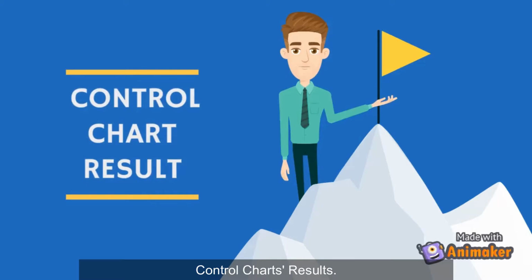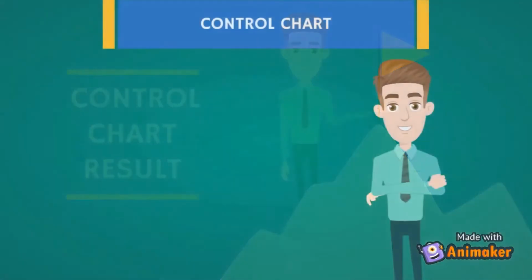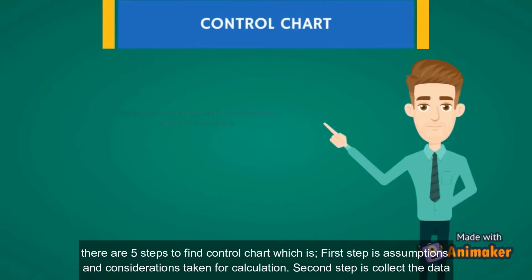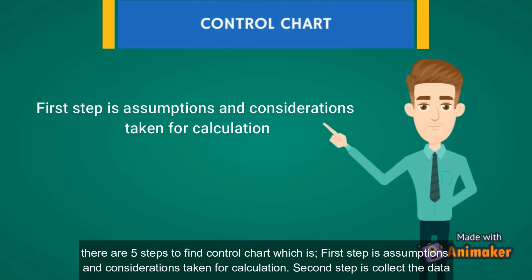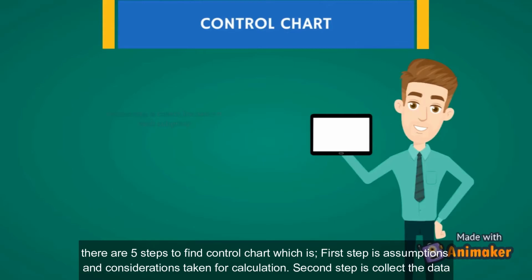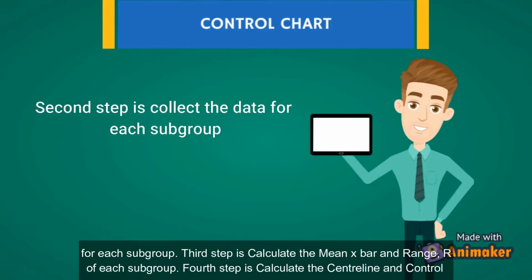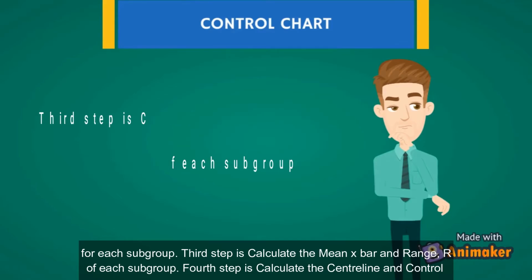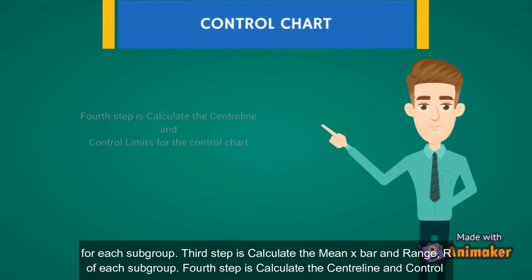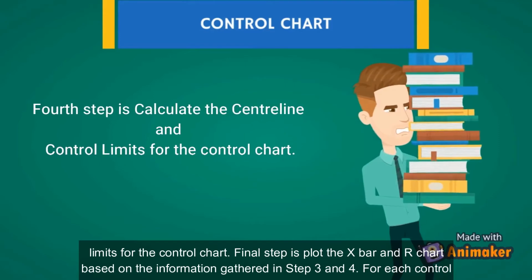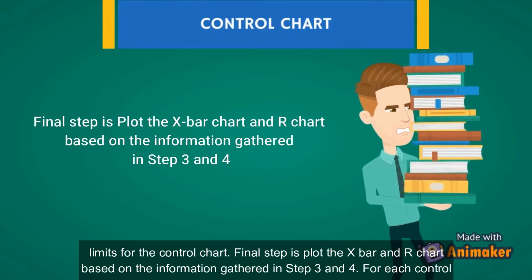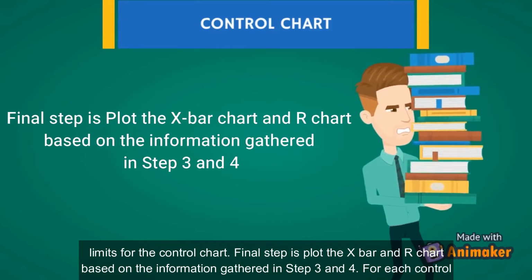Control chart result. There are 5 steps to find control chart. First step is assumptions and considerations taken for calculation. Second step is collect the data for each subgroup. Third step is calculate the mean x-bar and range r of each subgroup. Fourth step is calculate the centerline and control limits for the control chart. Final step is plot the x-bar chart and r chart based on the information gathered in step 3 and 4.